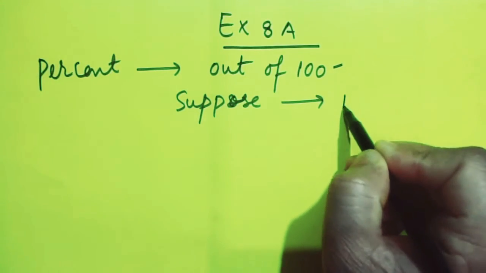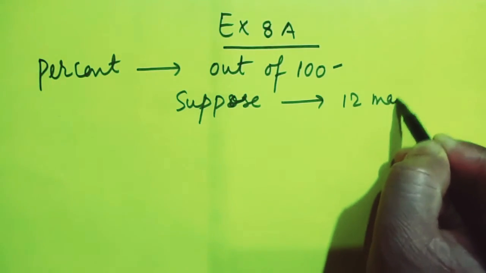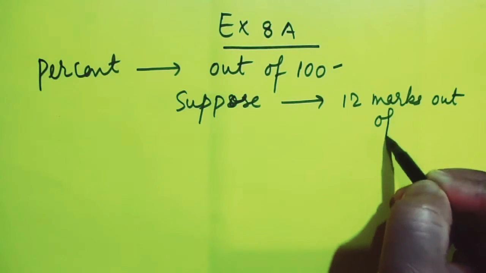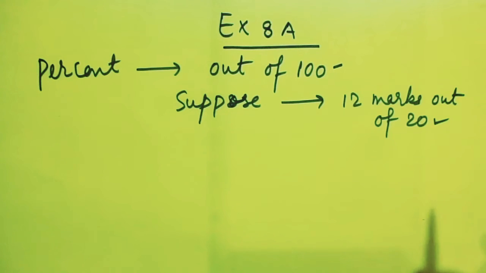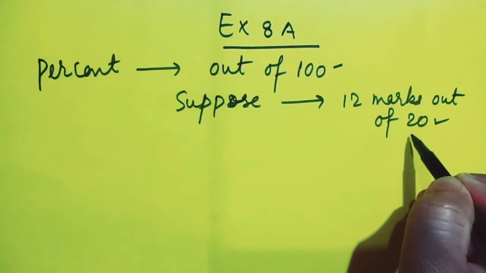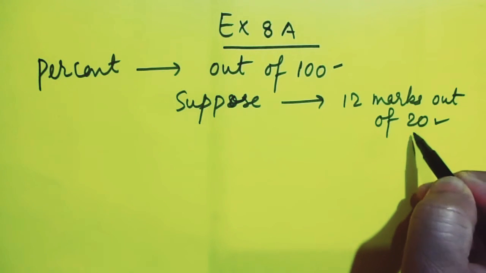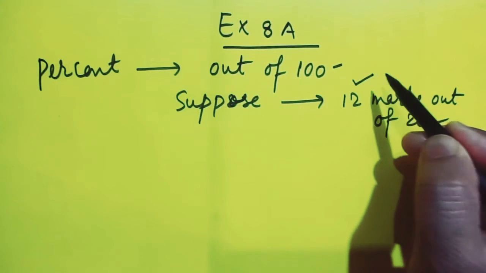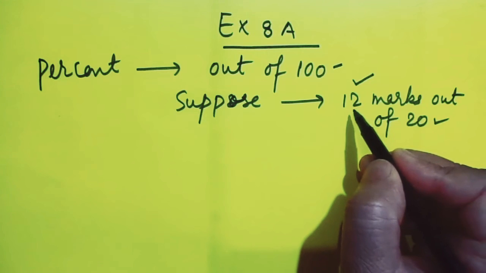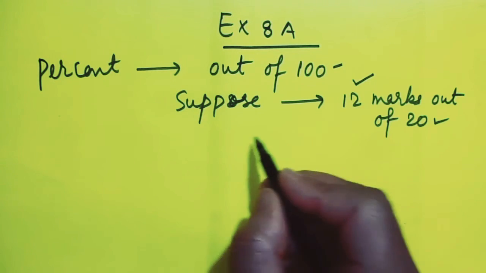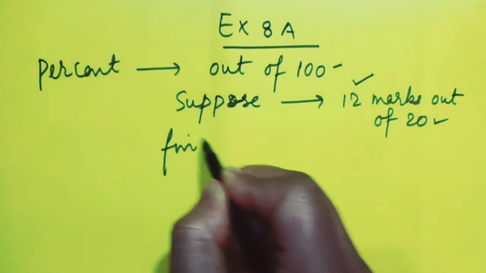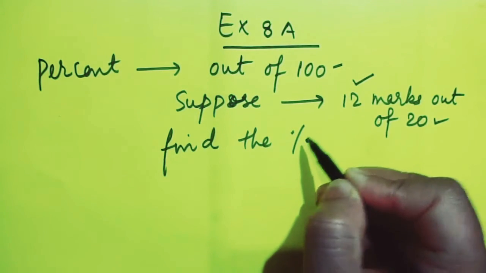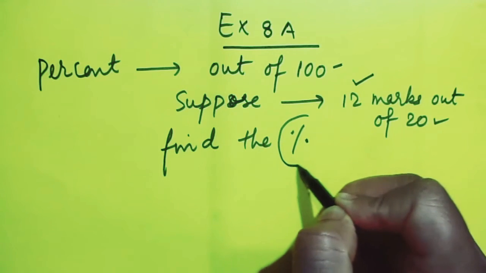Great. Now, suppose you get 12 marks out of 20. So in a unit test of 20 marks, suppose you secured 12 marks. Now you are asked to find the percentage. Find the percentage. Now find the percentage means what?